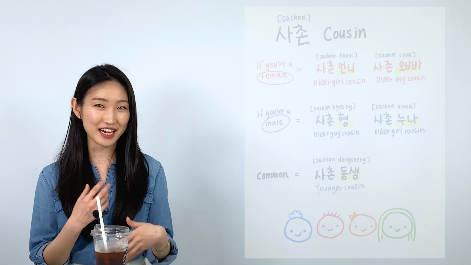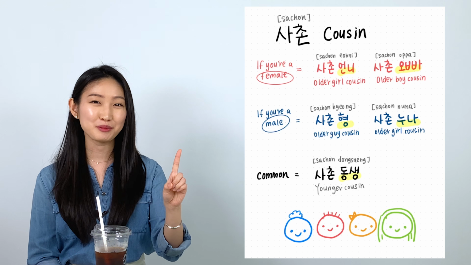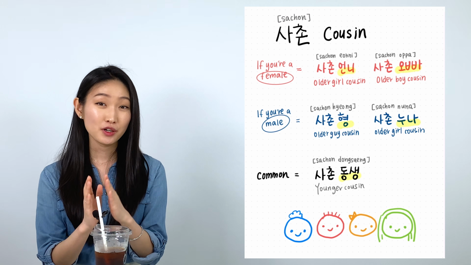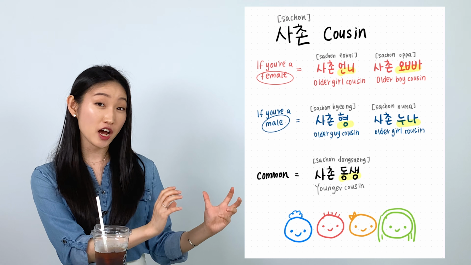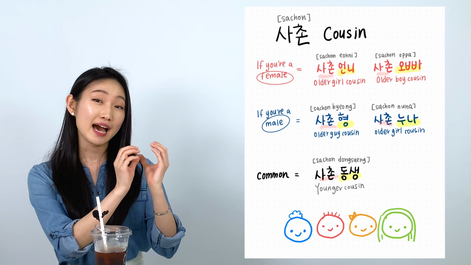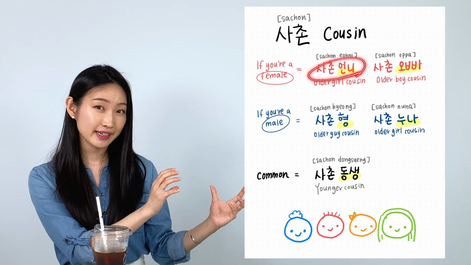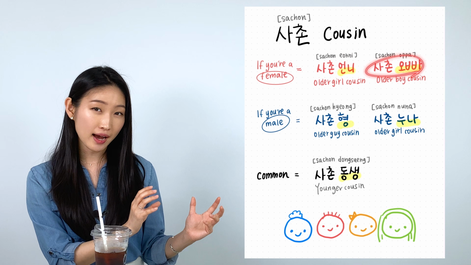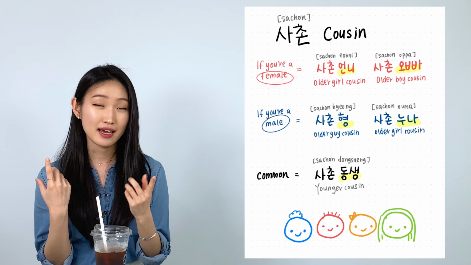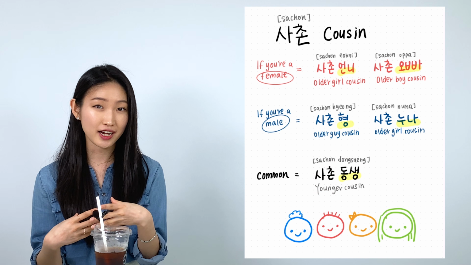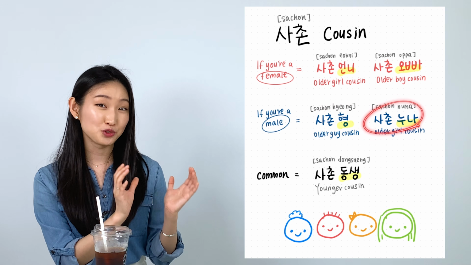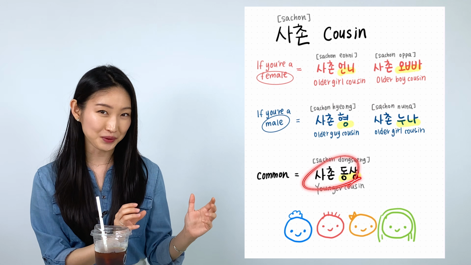For cousins, it's actually pretty simple. There's only one term to refer to them. It is 사촌. So remember, 사촌 goes in front of what you would call them if they were your siblings. So for example, it would be 사촌 언니, 사촌 오빠, 사촌 동생 if you're a female like me. And if you're male, you would refer to your cousins as 사촌 형, 사촌 누나, 사촌 동생.